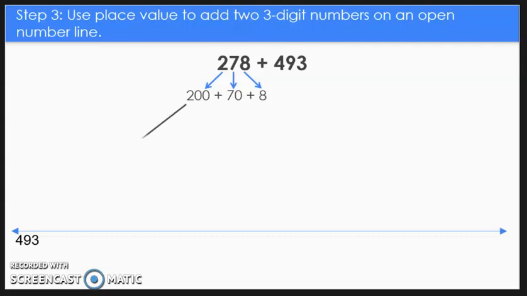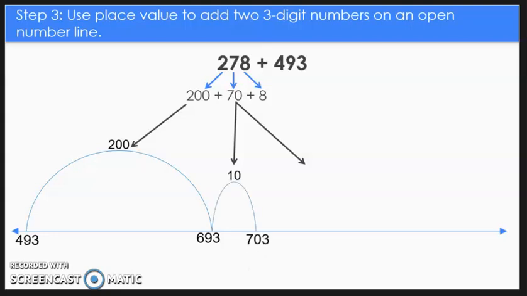My first jump uses all of the hundreds. Since there are 2 more hundreds, my jump lands at 693. I break apart the tens into 2 parts. The first part will take me to the next 100. Since I already have 9 tens in 693, I need 1 more 10 to get me to 703. The next jump is 60, which is the other part of the 7 tens. This jump lands at 763.